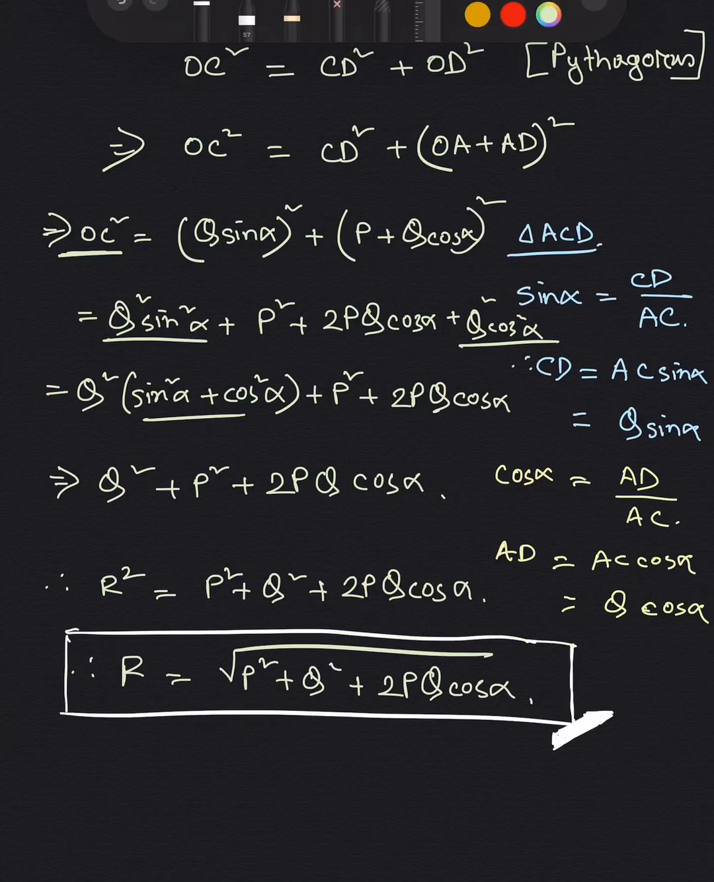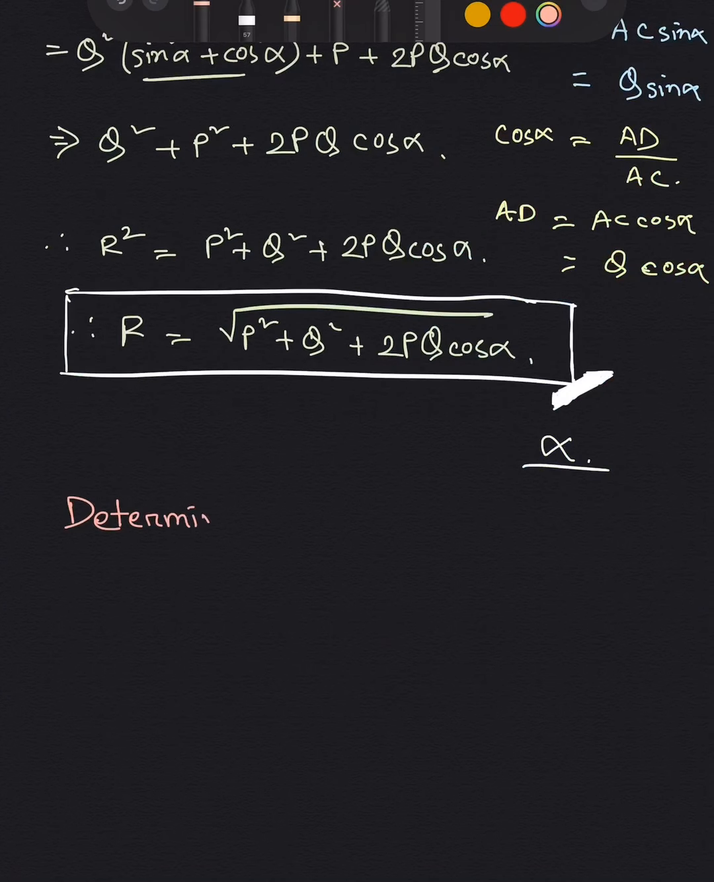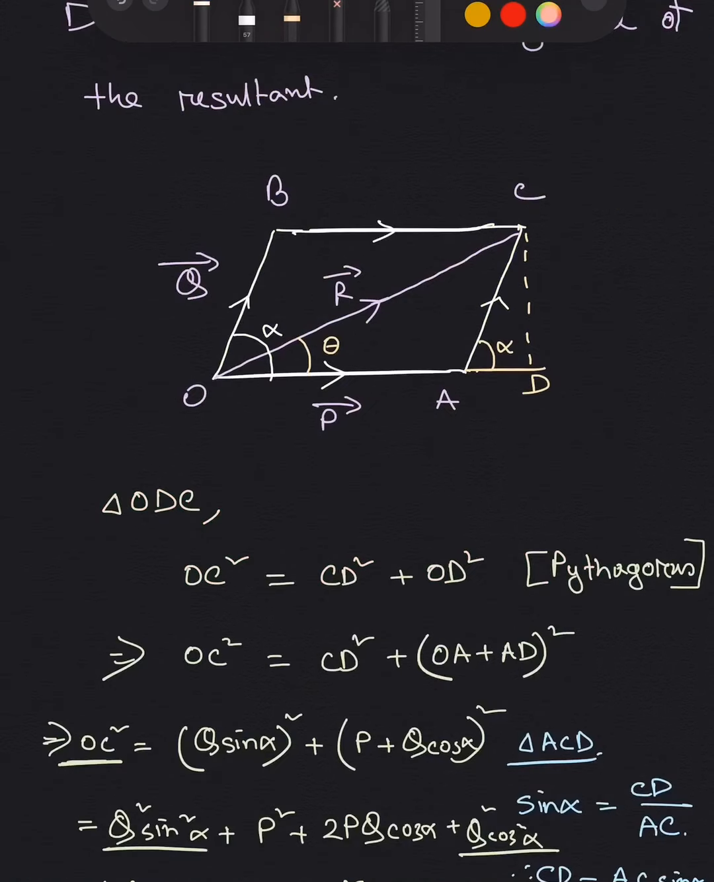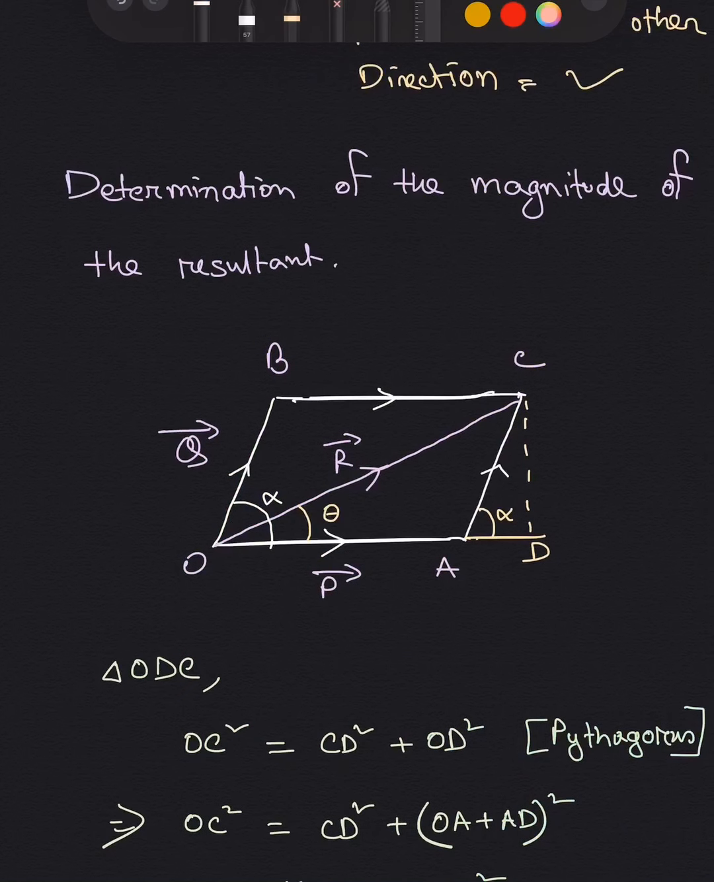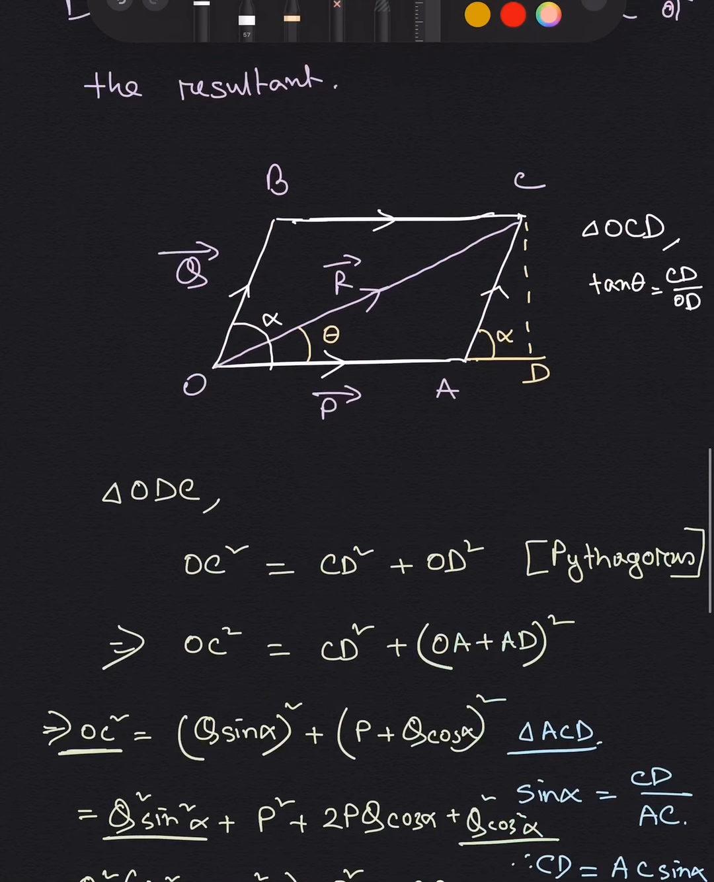So, this is the formula related to the magnitude of the resultant of two vectors which are acting at an angle alpha. Now we come to the second point, which is determination of the direction of the resultant. From this figure, we see in the triangle OCD, we get tan theta equals perpendicular by base, CD by OD. Again, we get OD equals OA plus AD. Therefore, tan theta equals CD divided by OA plus AD.